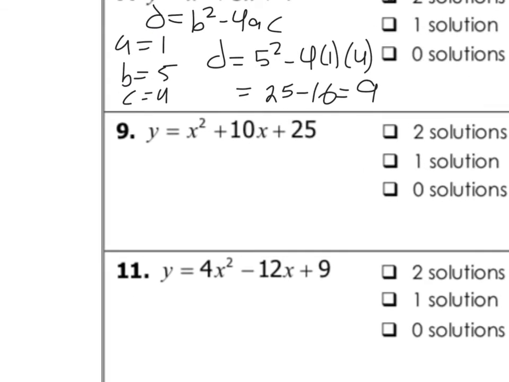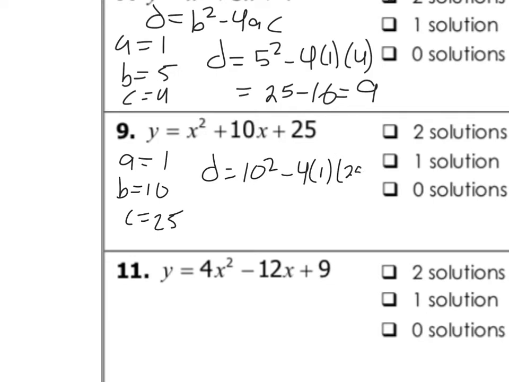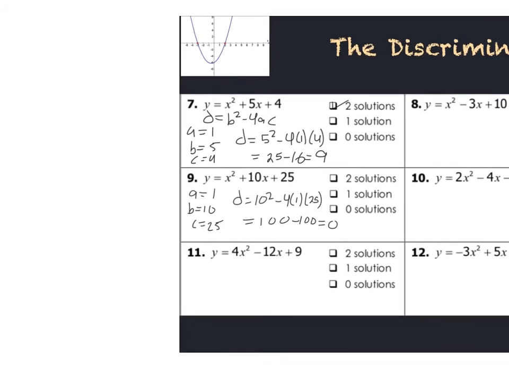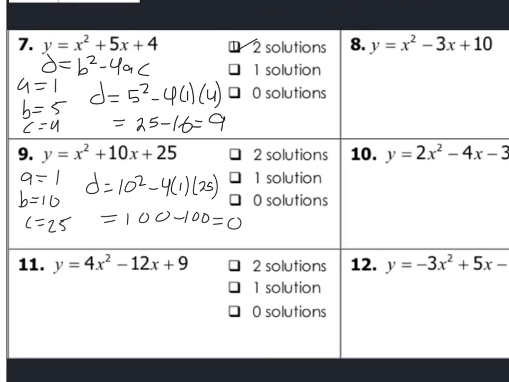All right, number 9. So here we have an A, which is a 1, a B, which is 10, and a C, which is 25. So just plug it in. D equals 10 squared minus 4 times 1 times 25. That's going to equal 100 minus 100, which is 0. Now, if it equals 0, that means we have one solution there.